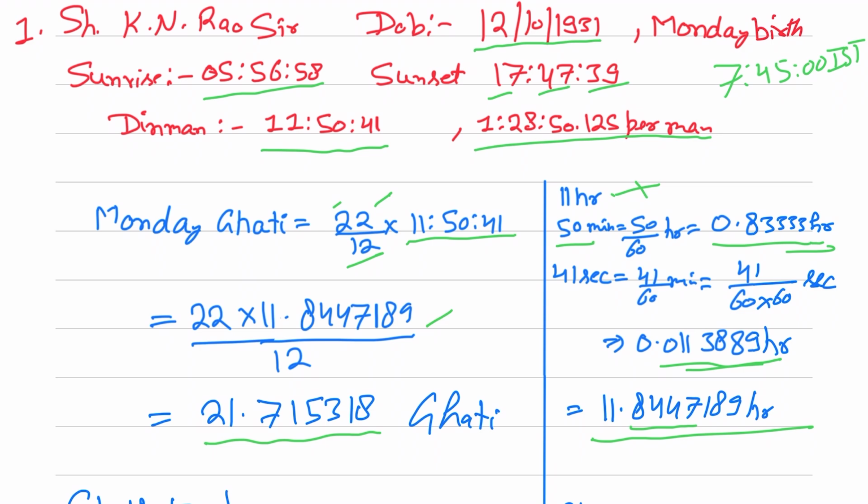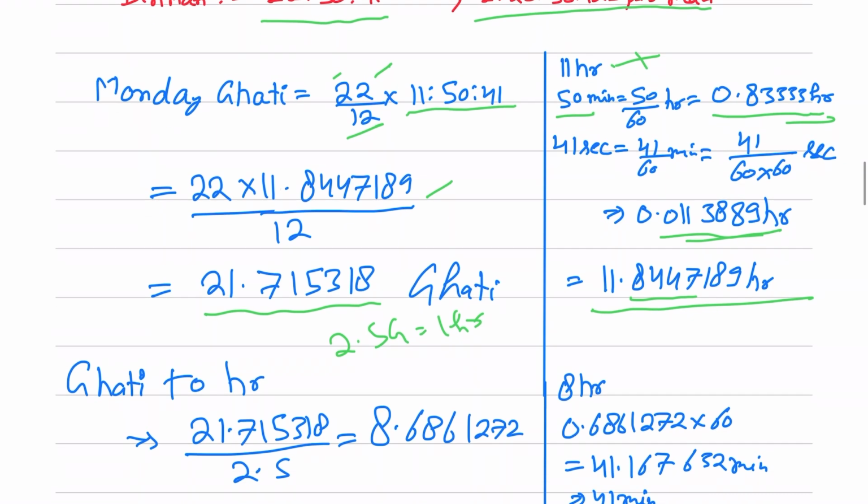Now we need to convert it to hours, because our sunset and sunrise are in hour, minute and second. So we cannot directly use ghati, so we have to convert it into hours. We know that 2.5 ghati equal 1 hour. So to convert ghati into hours, we need to divide ghati by 2.5. So it is 21.715318 ghati divided by 2.5. We get 8.6861272. So it is 8 hours.